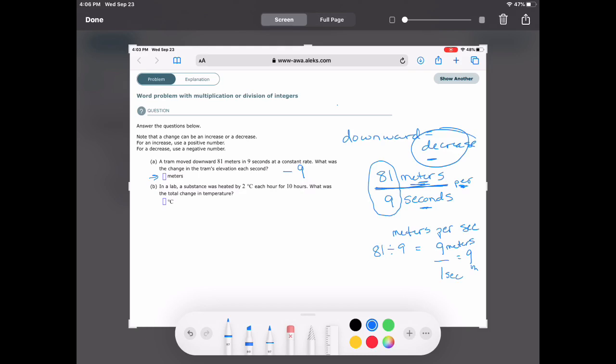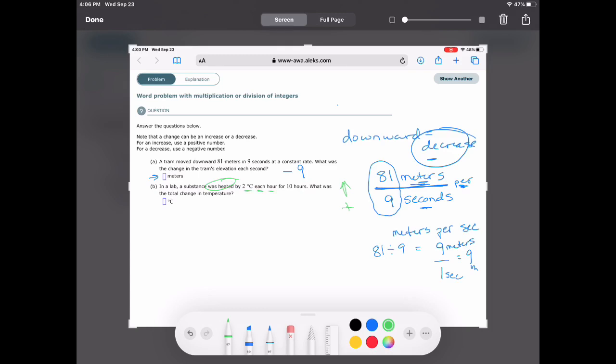Okay, the B part says, in a lab, a substance was heated by 2 degrees Celsius each hour for 10 hours. What was the total change in temperature? Okay, it's being heated, so it's going up, right? So that's going to be a positive number. And we have 2 degrees Celsius each hour for 10 hours. Okay, so that's 2 for each of those hours.